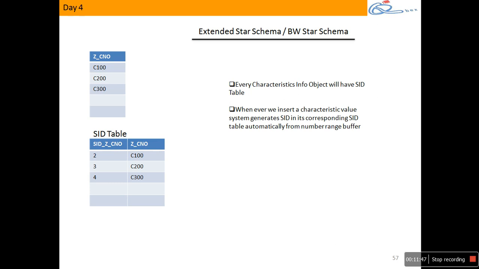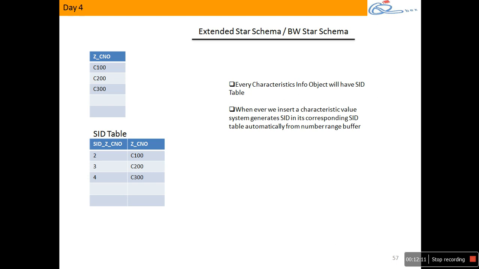For every characteristic InfoObject you create in BW, it creates one SID table in the backend with a structure like this: one column as the characteristic column and a numeric column which we refer to as the SID column. SID stands for surrogate ID. A surrogate is an ID generated by the system, which will always be numeric.